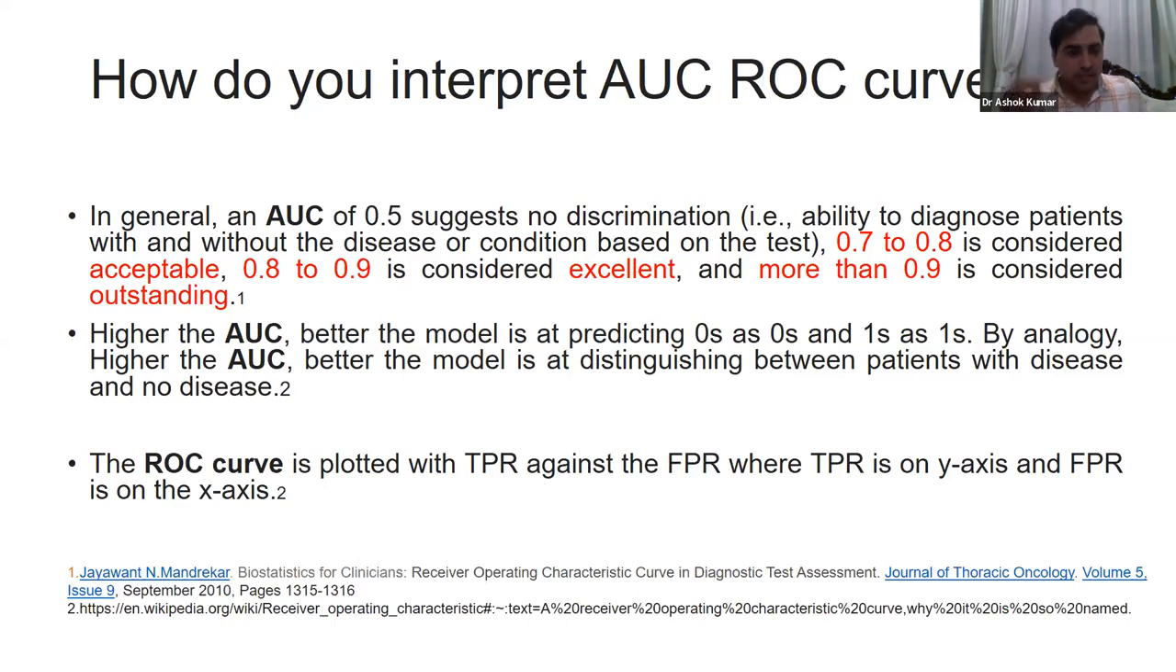By analogy, the higher the AUC, the better the model is at distinguishing between patients with disease and with no disease. So with the help of this AUC, we can say the patient is positive or negative for that particular test. The ROC curve is plotted with the TPR, true positive rate, against the false positive rate. TPR is on the y-axis, and the false positive rate, that is 1 minus specificity, is on the x-axis.